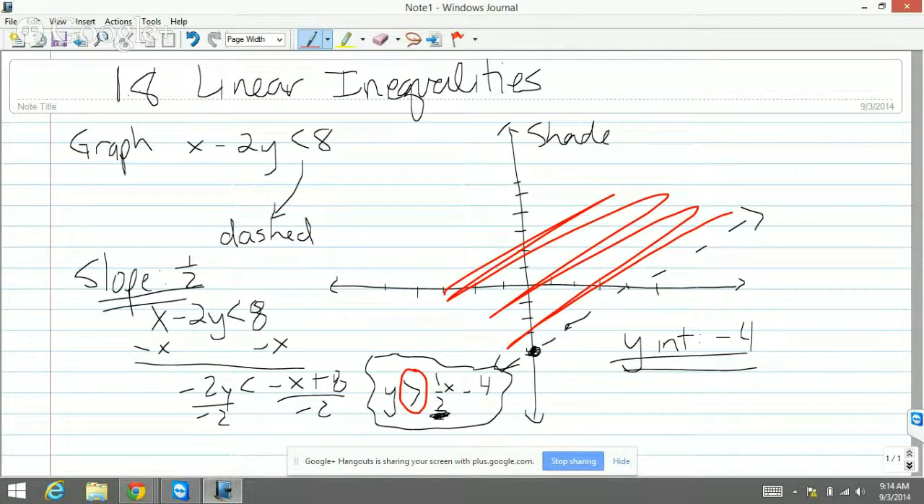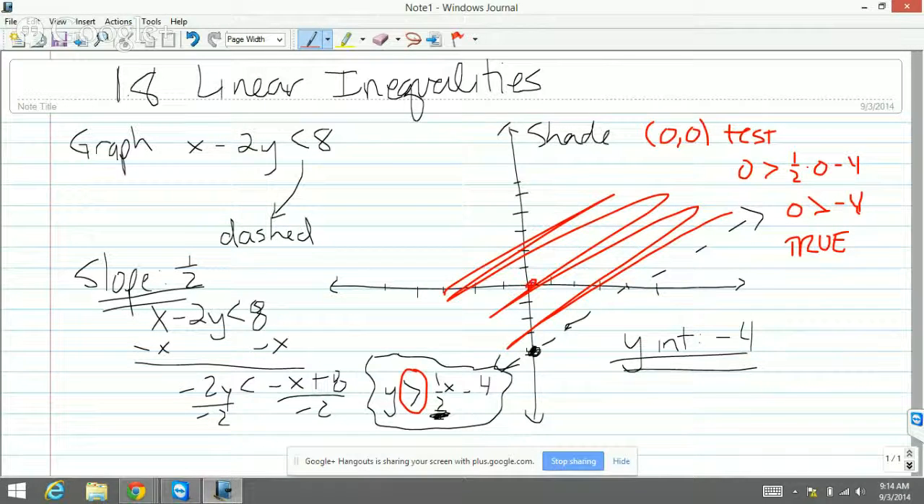How else would we do it? Test it at 0, 0. So I'm going to plug 0, 0 in for x and y, right? So 0 greater than 1/2 times 0 minus 4. Is 0 greater than -4? Yeah, true. So shade toward 0, 0. Sometimes you have to use that test. If you can do everything in standard form, right here, then that test is what you're going to want to do.